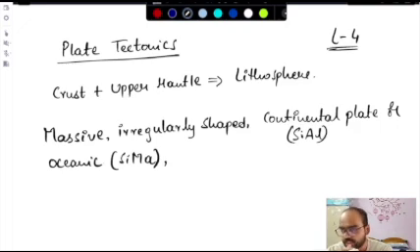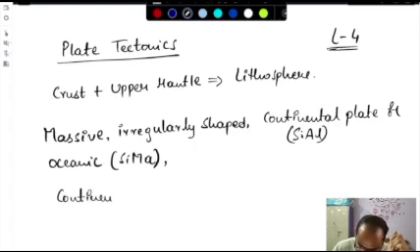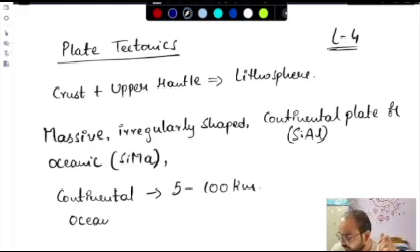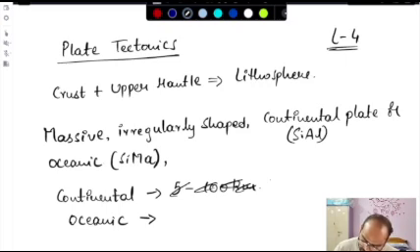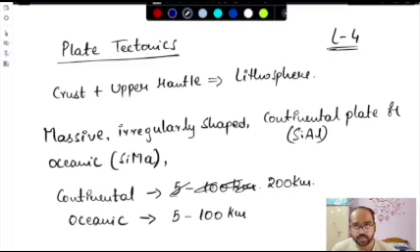Okay, and next, the thickness of the plate. If it is continental plate, the thickness will be around 200 kilometers. Like we said, it's massive, right? See, its thickness itself is 200 kilometers. And if it is oceanic, the thickness varies from 5 to 100 kilometers.